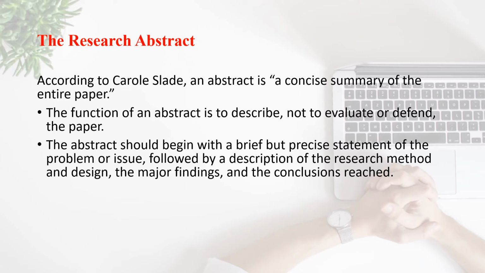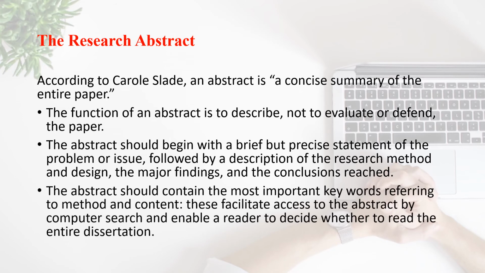Again, I will give you an outline and a sequence for the inclusions of your abstract later on in this discussion. And the next one, the abstract should contain the most important keywords referring to method and content. This facilitates access to the abstract by computer search and enables a reader to decide whether to read the entire dissertation or the study.